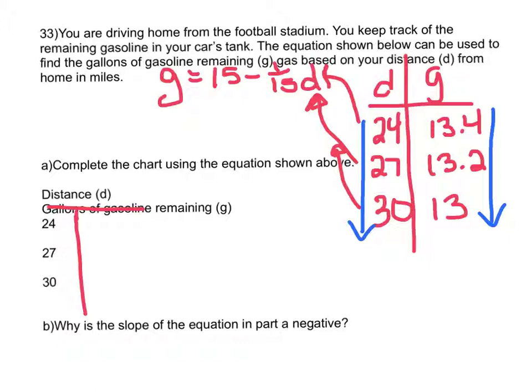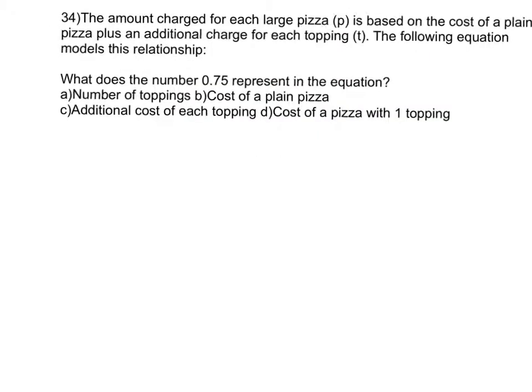Number 34, it says the amount charged for each large pizza is based on the cost of plain pizza plus an additional charge for each topping. The following equation models this relationship. P equals 7 plus 0.75t. Okay? So what does the number 0.75 represent in our equation?